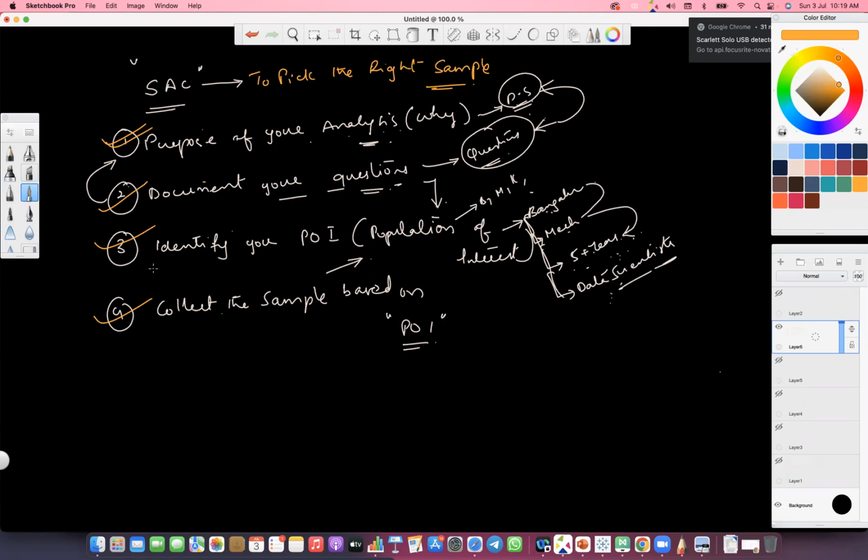Kunal, documenting the questions is, for example, if the purpose of your analysis is buying a house, then in order to buy a house, what are the questions you need to ask from the sample you collected? For example, Kunal, you already bought a house. What are the questions I need to ask Kunal?